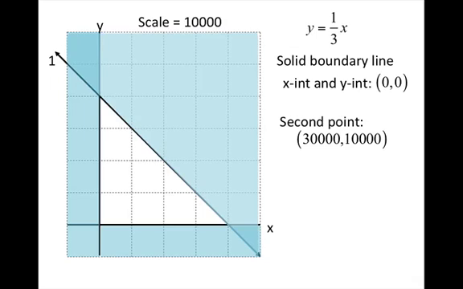Now let's look at our final boundary line, the y equals 1/3 x. Well, my first intercept was at 0, 0. And the second point that I'm graphing is 30,000, 10,000. So remember, each line is 10,000. So the first line is 10,000, then 20,000, then 30,000. And then when I go up one, that gives me 30,000, 10,000. And I draw a solid boundary line through those 2 points.